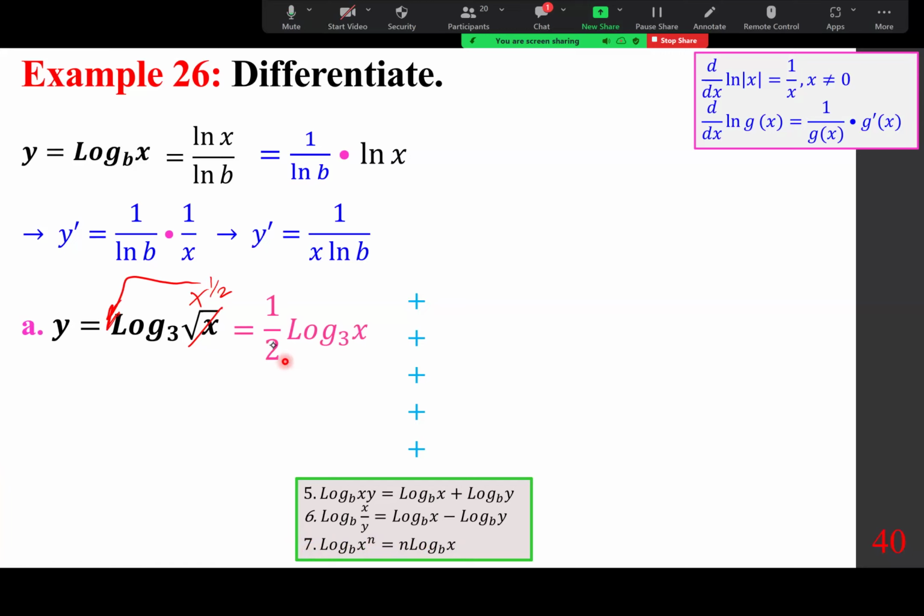So y prime equals, we keep the 1/2. We are dealing with logs. We flip this over. 1 over x. We look at the base. If the base is e, we're done. It's not, so we need 1 over ln b. So 1 over ln 3. Now we put them all together. We write it as 1 over 2x ln 3.